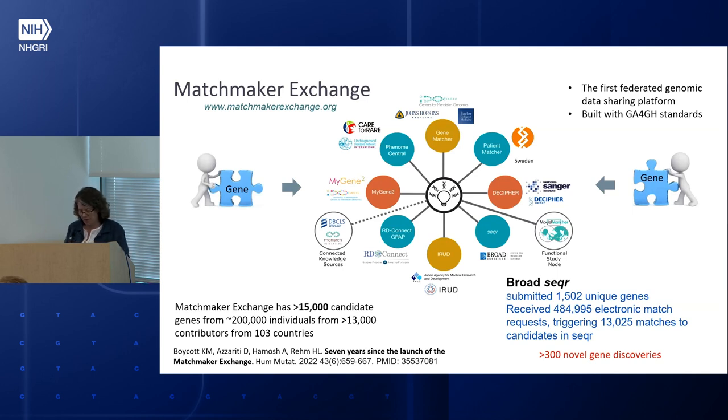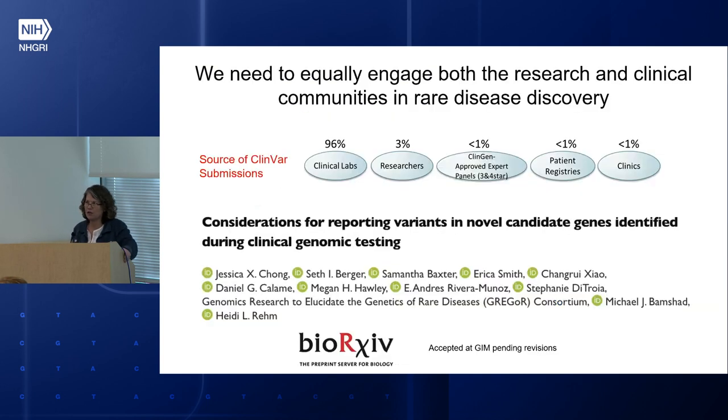And that's been great. One challenge is that a lot of data is being generated in clinical labs. And I actually put the stats on the percentage of data in ClinVar and its sources here. What you see is 96% of that data comes from clinical labs. And so it points to the fact that a huge amount of the interpreted rare disease data is actually in clinical labs, not in research realms. And so we really have to think about engaging the clinical laboratory community pretty strongly here.